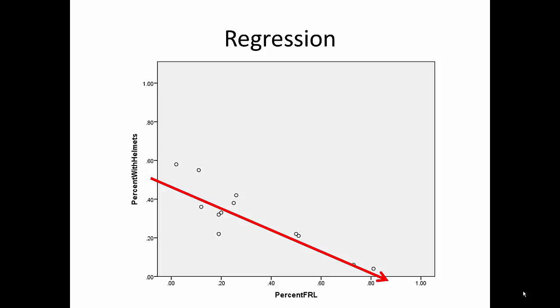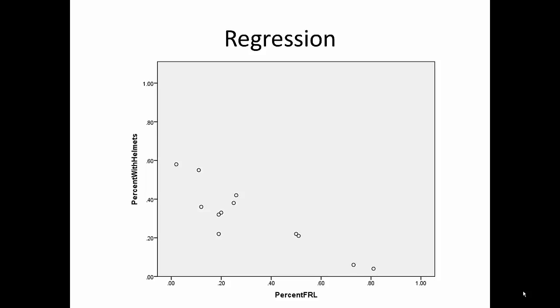So I can use it to predict the percent of children wearing bike helmets for a poverty rate that's not in my data set. Say I want to predict what percent of the kids will wear helmets in a school that's at 40% free and reduced lunch rate. So there's where that 40% would cross this prediction line, and if I extrapolate that over to my y-axis, it looks like the percent would be probably about 25%, maybe a little bit higher than 25%.